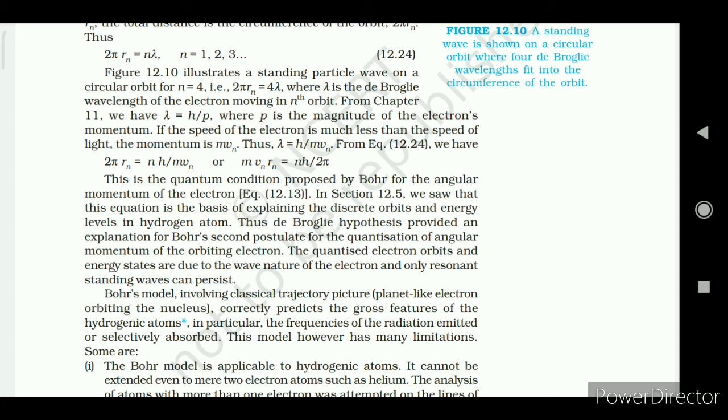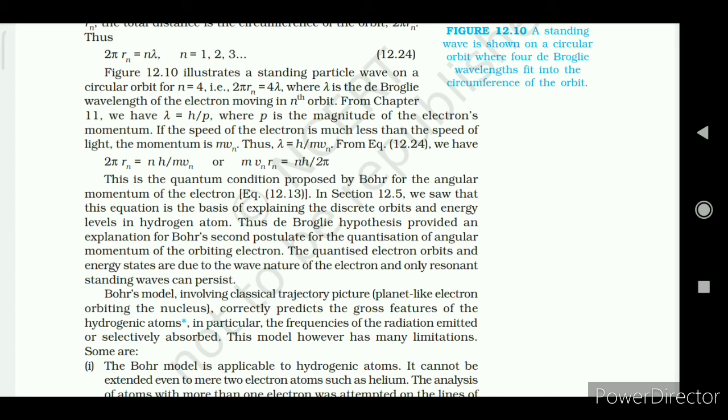The quantized electron orbits and energy states are due to the wave nature of the electron, and only resonant standing waves can persist. Bohr's model, involving a classical trajectory picture, correctly depicts the gross features of the hydrogenic atoms. In particular, the frequencies of the radiation emitted or selectively absorbed. This model, however, has many limitations.